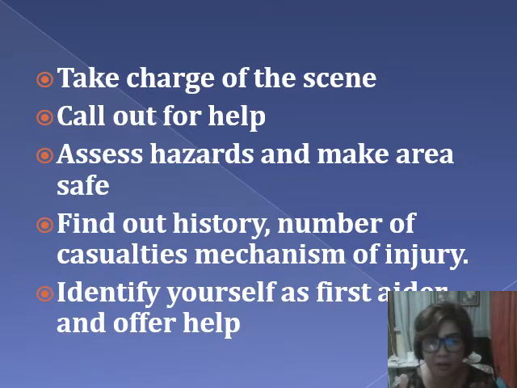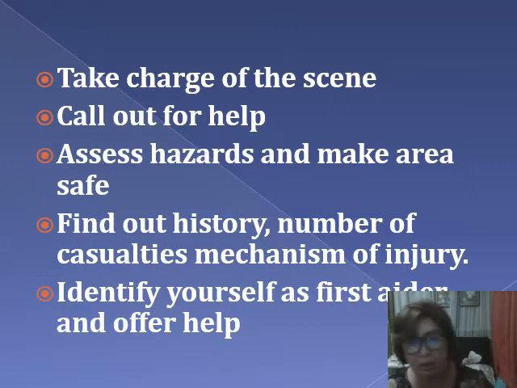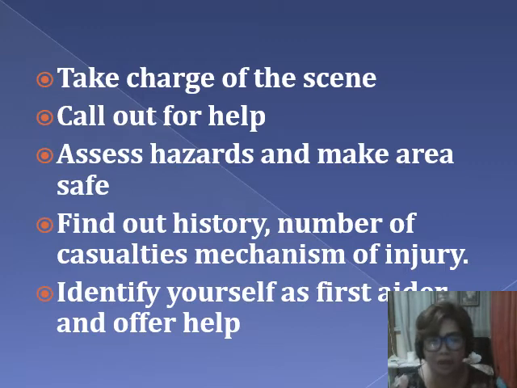Now, find out the history, the number of casualties, the mechanism of the injury. Unsa kay possible nga nahitabo? Isa ra ka victim ang imong nakita. Could it be that there are more victims around? Okay, and then you identify yourself as a first aider and you offer help.